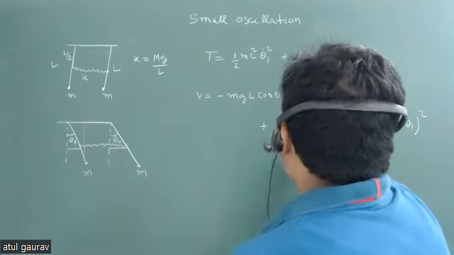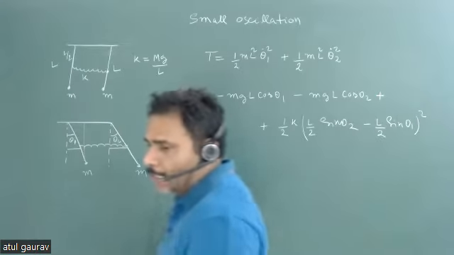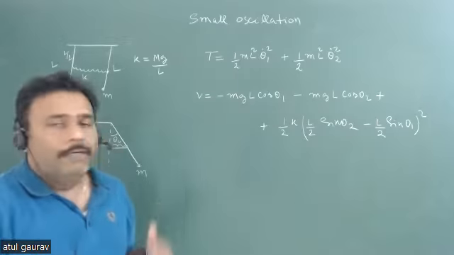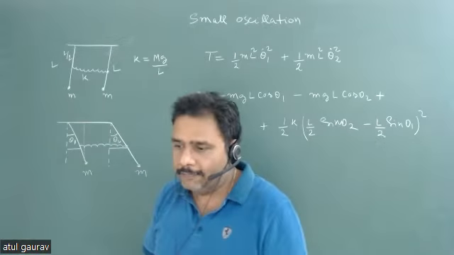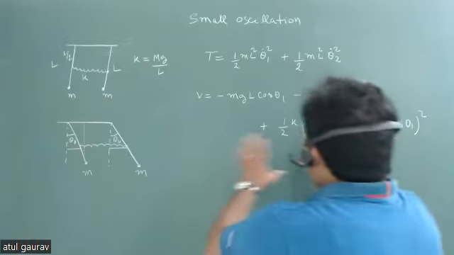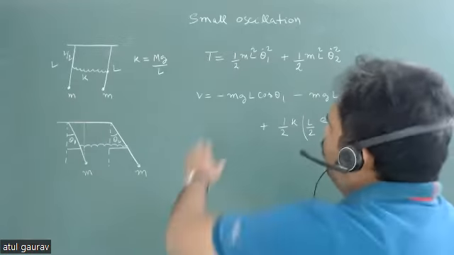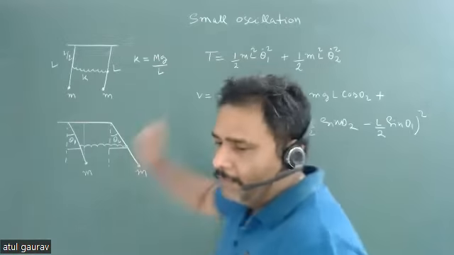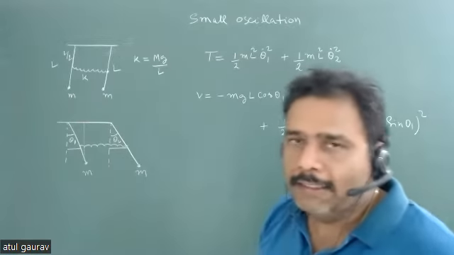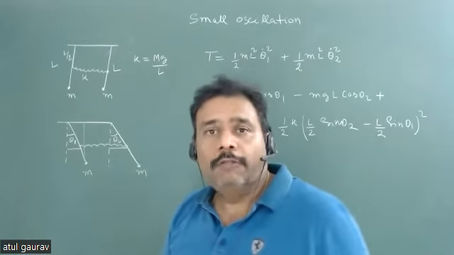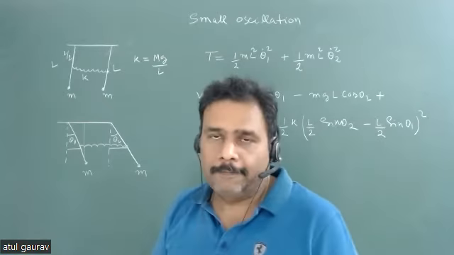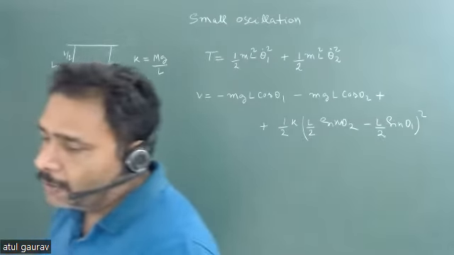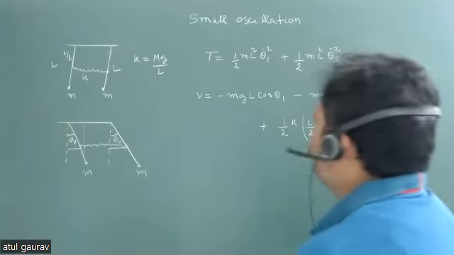So this is your potential energy. Now the whole game begins here. You have written the Lagrangian. We have not yet talked about small oscillation. So we have just written the Lagrangian: we have written the kinetic energy, we have written the potential energy, and then we will write the Lagrangian. But we have to solve this problem for small oscillation. So how will you go about a small oscillation?